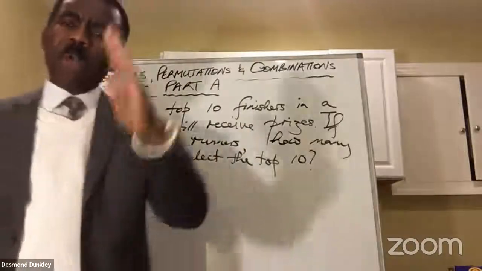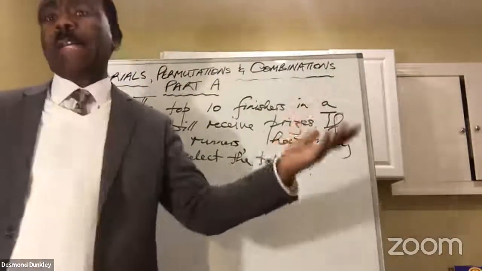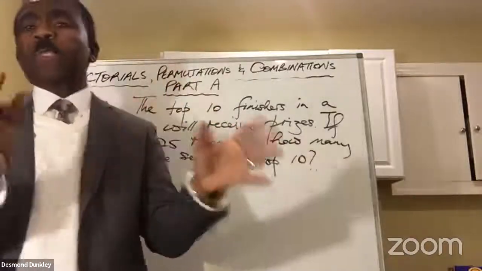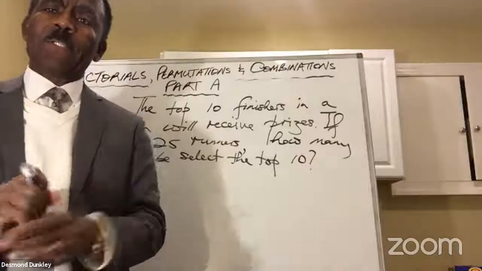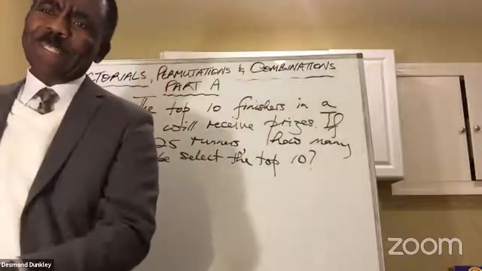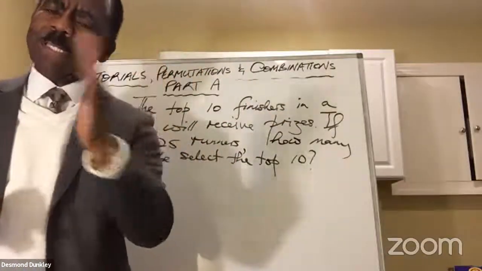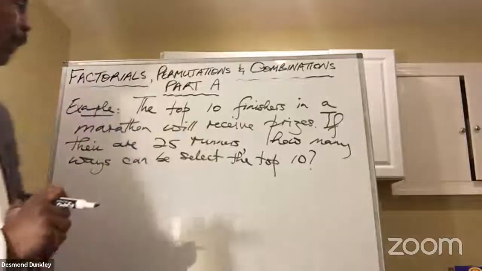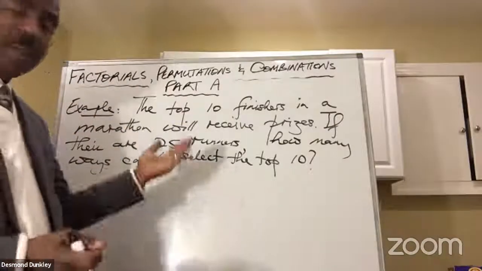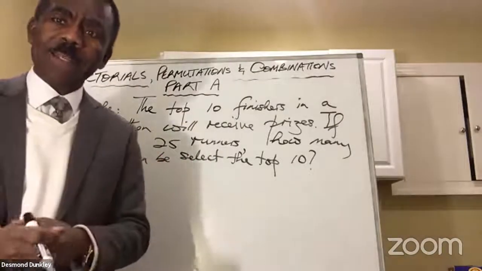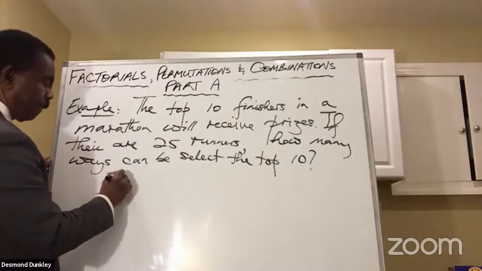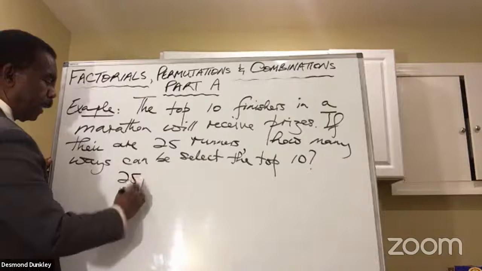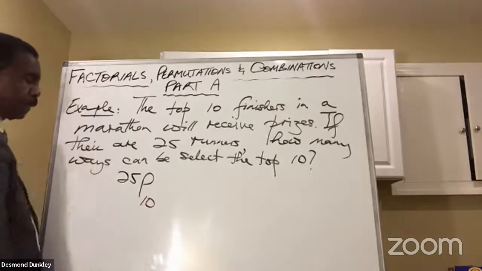And if 10 of them are going to get prizes and they ask you, how many ways could we select 10 out of the 25, so that the order is important? Notice the order is important. Okay? Well, based on what we have discussed today, you know that the answer is going to be 25P10.